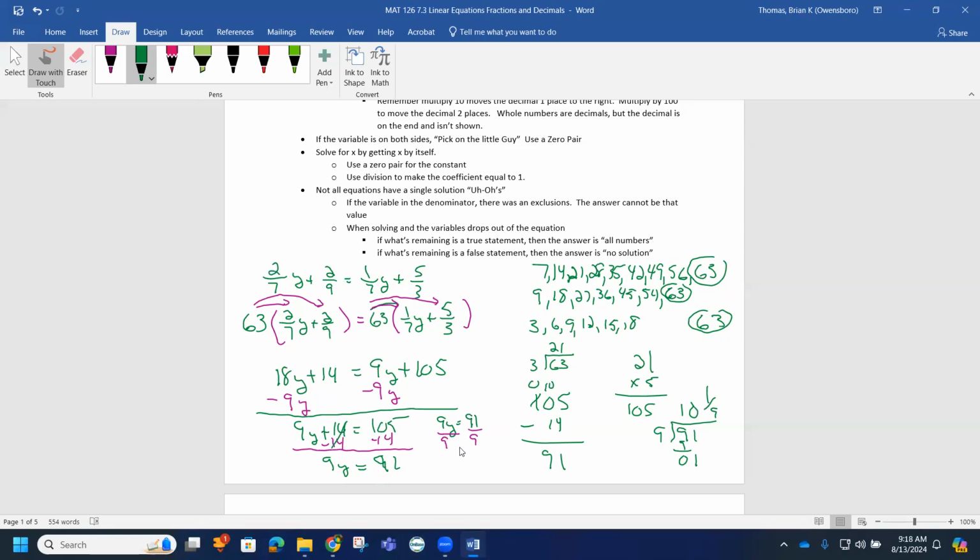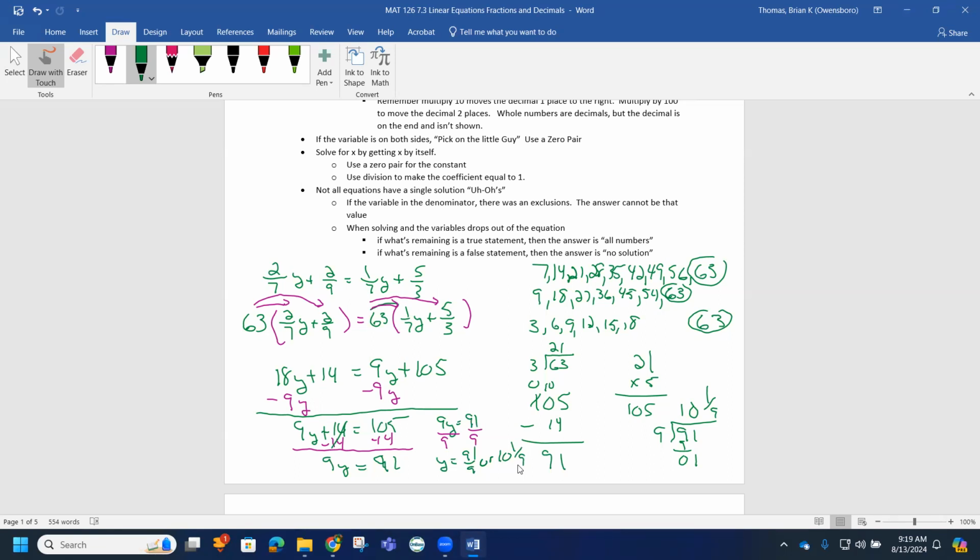So we believe the answer is 10 and 1/9, but again, in my lab, we have to figure out what they want. So it looks like 91/9 is not reducible. There's not a common factor in 9 and 91. So our answer is going to stay as 91/9 or 10 and 1/9, depending on what my lab allows us to do. And again, you could type 91/9 into the calculator and see for sure if it reduces or not. Yeah, I don't see that happening because 3 will not go into 91 either.